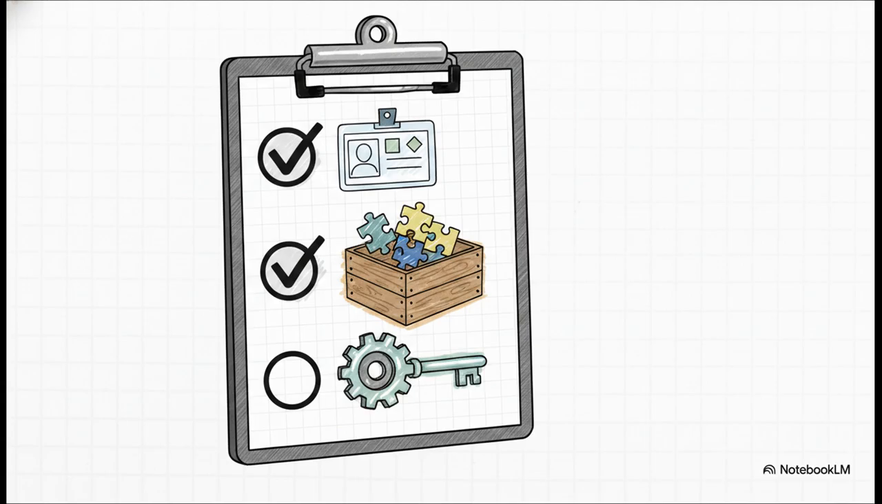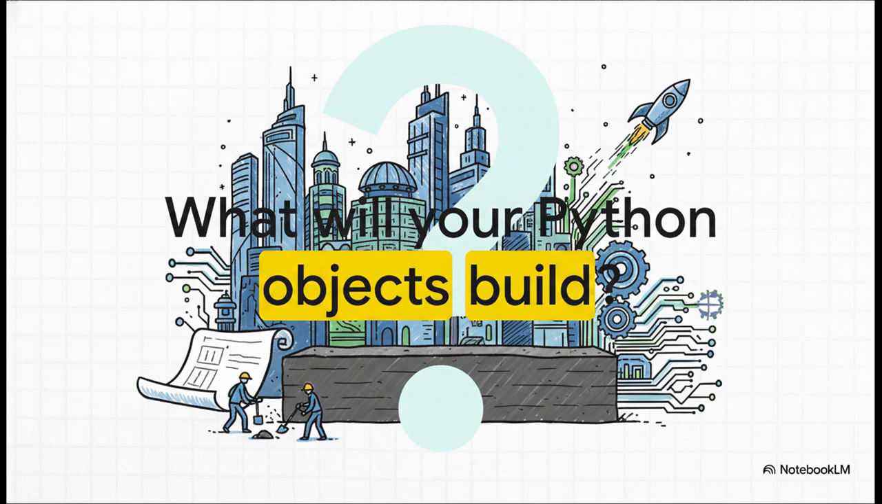Which brings us to our final thought for today's explainer. We've explored the abstract blueprints, we've met the hardworking construction crew, and we understand the vital importance of pouring a solid foundation using Python's dunder init method. The actual mechanics of creation are now entirely in your hands, so I leave you with this question. Now that your foundation is poured, what will your Python objects build? Honestly, the sky's the limit.